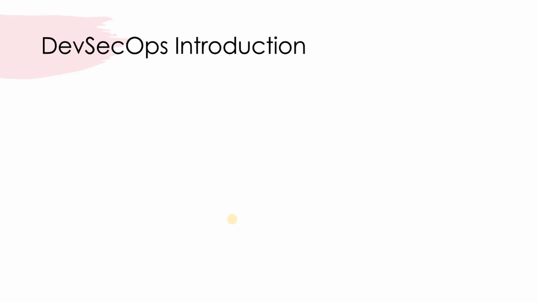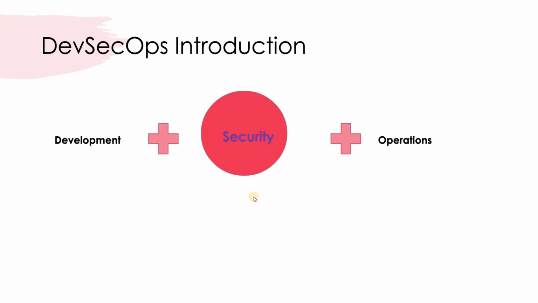In this lecture we are going to learn what is DevSecOps. So let's see. DevSecOps is made up of three terms which are development, security, operations. Security is at the core of the term. That's why DevSecOps came into picture. In the past, software development lifecycle did not put enough emphasis on the security. That's why DevSecOps came into picture.